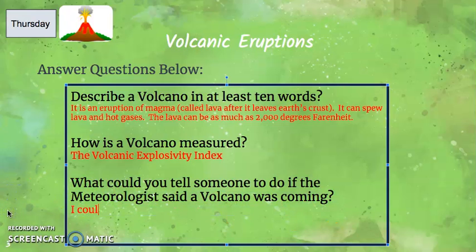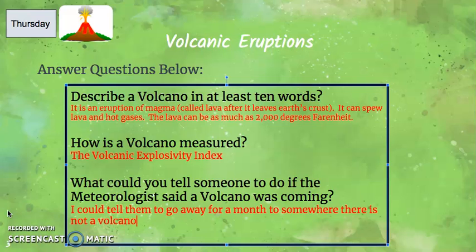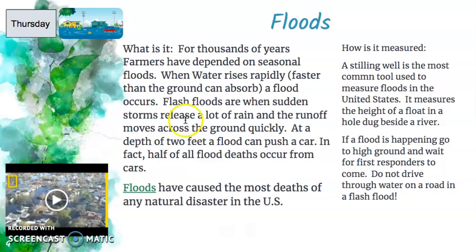Well, I could tell them to go away for a month to somewhere there is not a volcano. And this is good advice because when Mount St. Helens erupted, they had premonitions, they had warnings that it was going to erupt soon, but some people did not make it because they did not listen to the warnings. So that is volcanoes. Let's continue. It's kind of a dark ending for volcanoes.